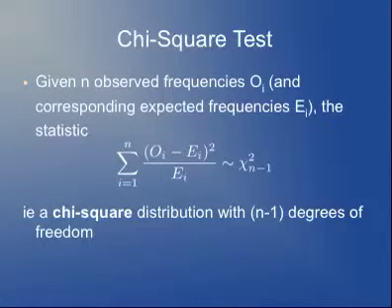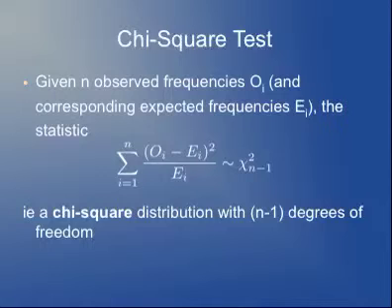To perform this test you can do a chi-square test, which is that if you're given n observed frequencies that we call Oi and then expected frequencies Ei, then to calculate the chi-square test statistic, for each observed frequency, subtract the expected frequency, square it, divide by the expected, and do this separately for each category, and then add them all up.